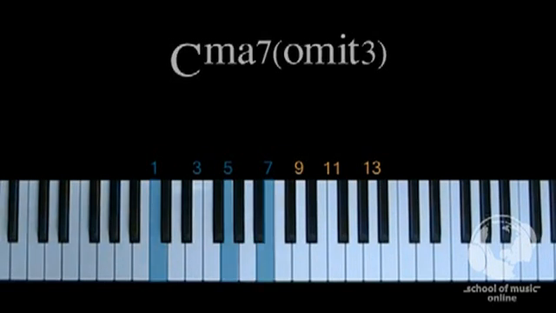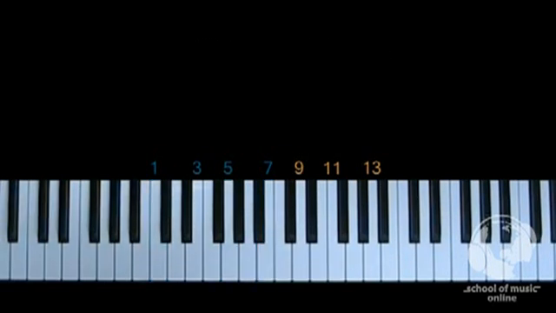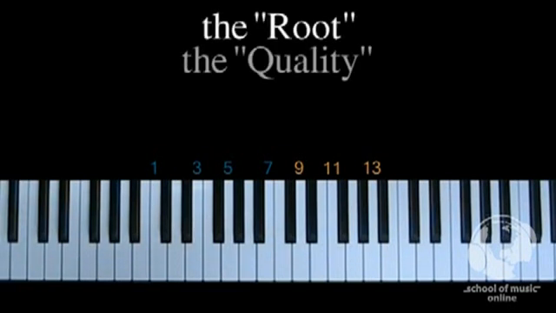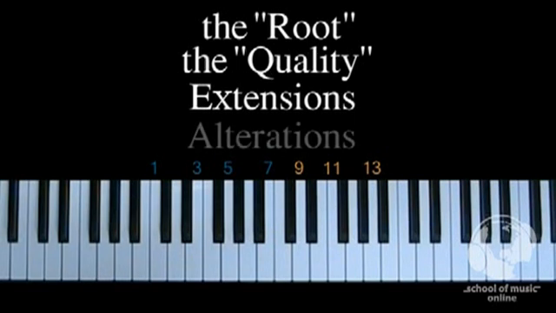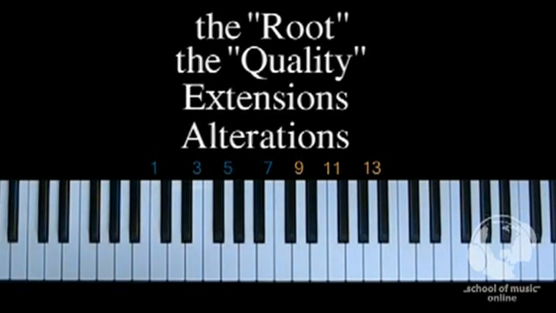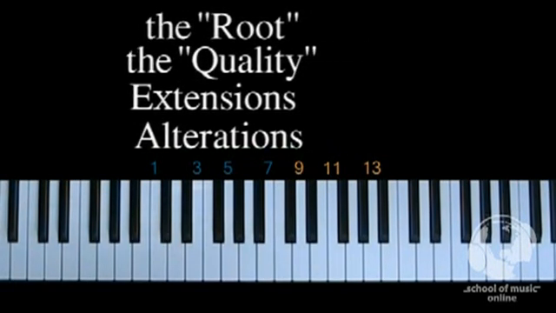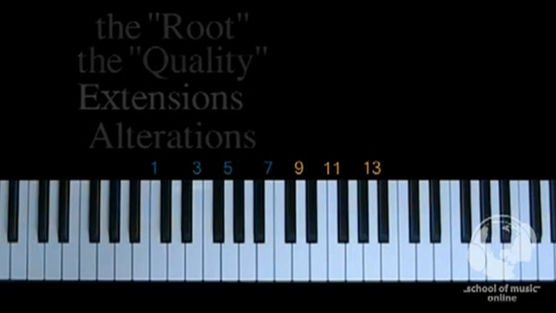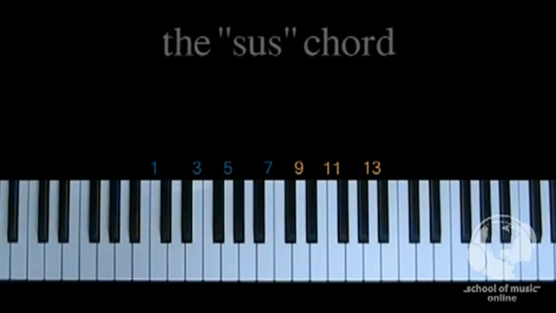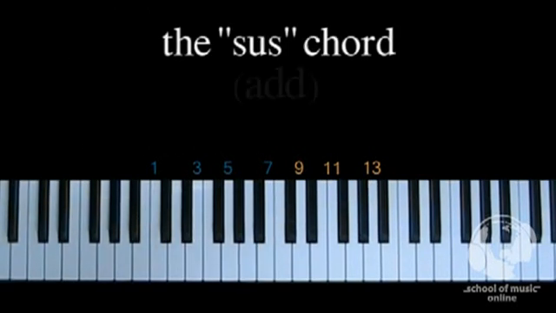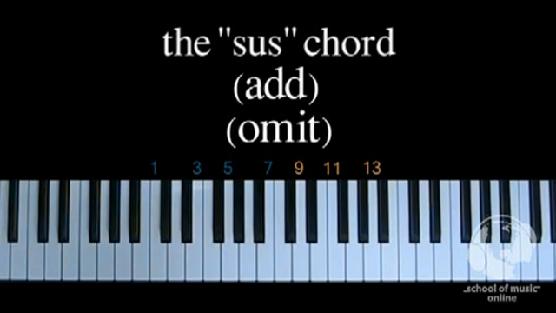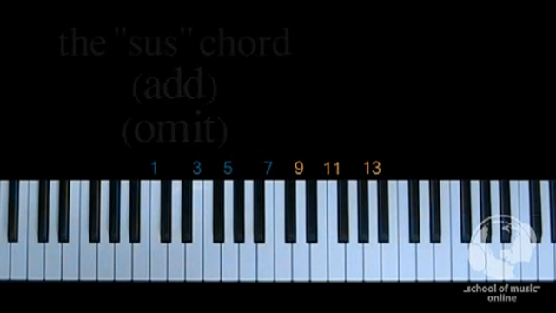Okay, so just to recap on what we've looked at so far, we know that all chords consist of the root, the quality, extensions, and alterations. I should say that they always consist of the root, but the other things they can consist of are quality, extensions, and alterations. The three new things we've added in so far are sus chords and the expressions add and omit. It's all pretty straightforward so far. So now let's take a look at these extensions.